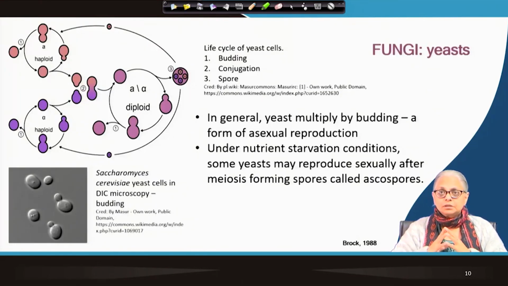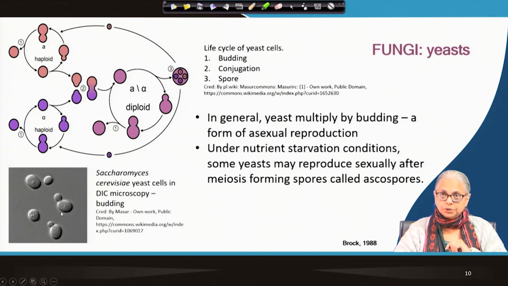What about yeast? Yeast, like I said, are used for making alcohol. They are used in baking bread and cake and all of that. So there are two methods that yeasts are capable of using for their reproduction. The most common one is budding.